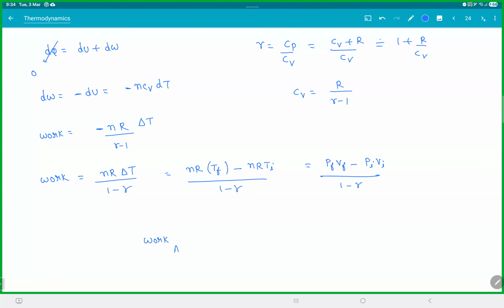So work done in an adiabatic process, and this is what I was saying. If you know your temperature difference, you can actually get all the work done: nR delta T by 1 minus gamma. Be careful with that sign in the denominator. By chance, if they give you the pressures and the volumes, then this is the formula: P final V final minus P initial V initial by 1 minus gamma.